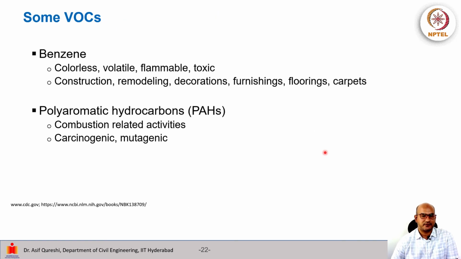Some VOCs we are going to list here. One important example is benzene, which is a colorless, volatile, flammable compound and also very toxic. It is emitted during construction and remodeling activities, decorations, furnishings, floorings and carpets. So some of these things may, in some cases, have benzene component, which will then be emitted to the indoor air. Then we have a class of compounds called polyaromatic hydrocarbons.